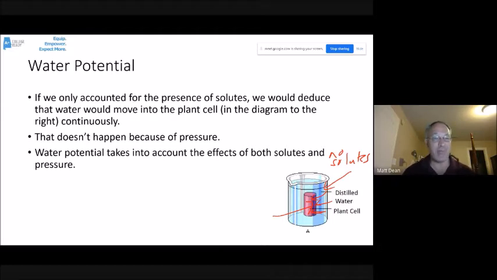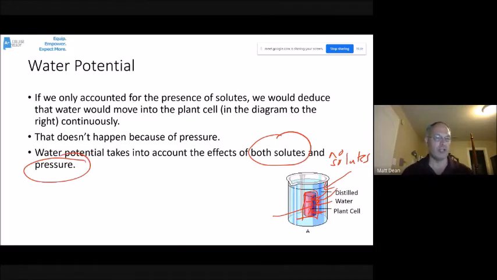But we know that doesn't happen, because eventually, as more and more water moves into this cell, the pressure inside that cell starts to build up, and that pressure is pushing outward. Eventually, so much pressure builds up inside that cell that even though the solutes cause water to want to go in, it can't, because pressure is pushing out too much. So water potential takes into account both the effects of the solutes and of the pressure.